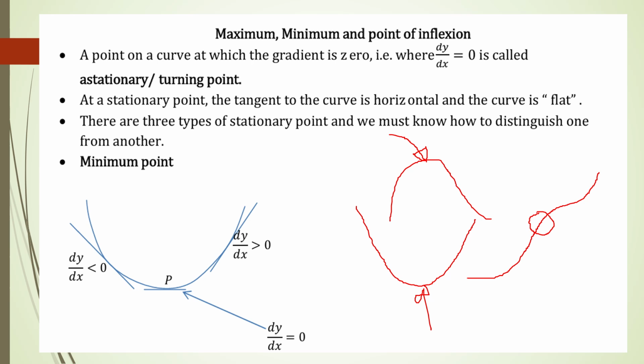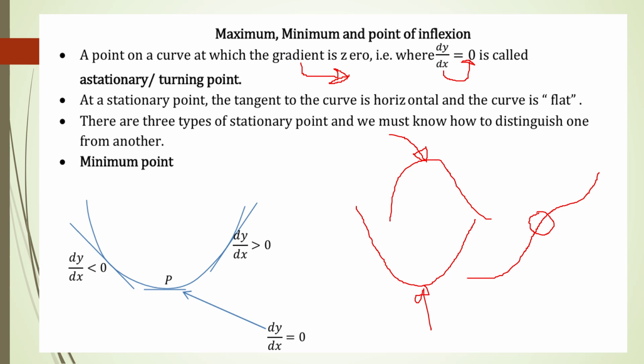So starting, we are going to select a point on a curve at which the gradient is 0. By gradient, according to the previous video, we say that gradient is the same as dy/dx, or derivative of y in respect to x. So at any point, either maximum or minimum, or point of inflection, the gradient, or what we can call the dy/dx, is always going to be equal to 0. And this is going to be known as the stationary point.